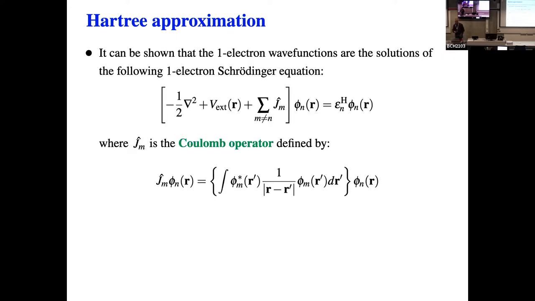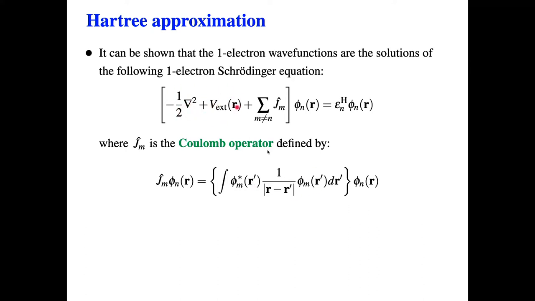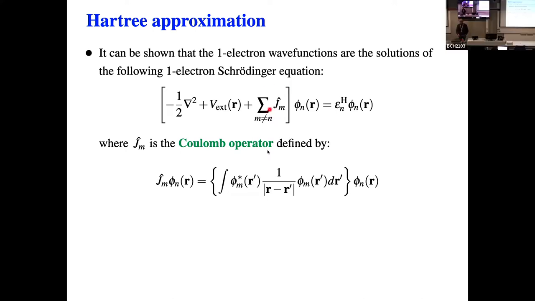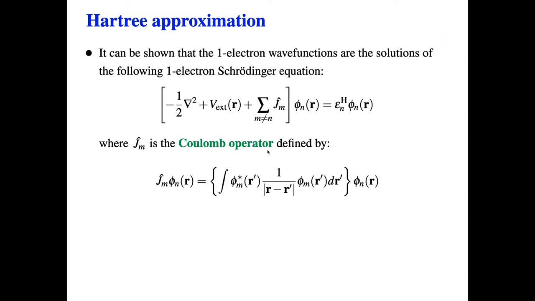If you do so, you can show that the problem becomes the following. We have again the usual kinetic energy term, the external potential, and then we have a sum of Coulomb operators that basically describes the interaction of one electron with all the other electrons but himself. You see, there's a difference here. So the electron does not interact with himself. So this is the Coulomb interaction between a given electron M with the electron N that we are considering.